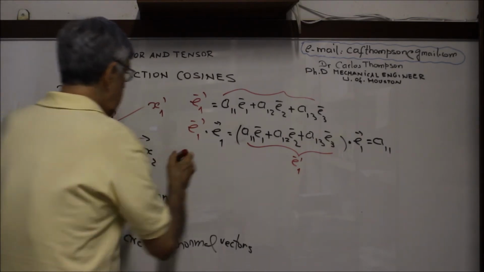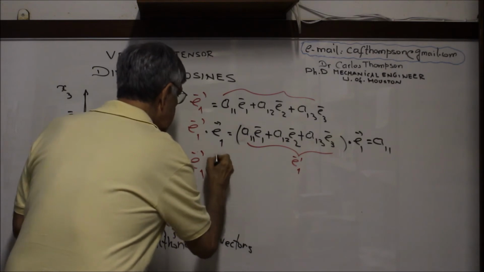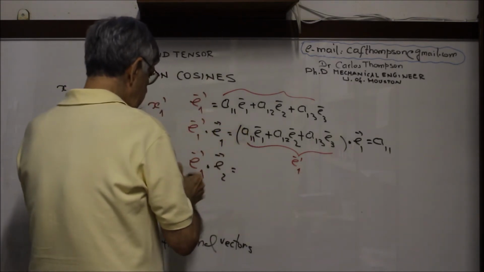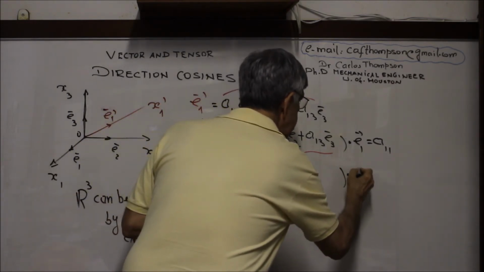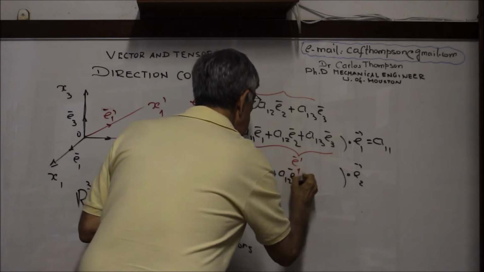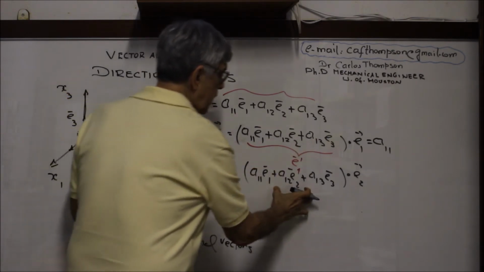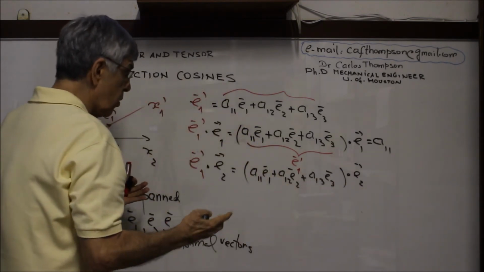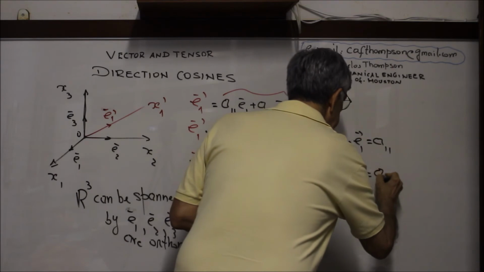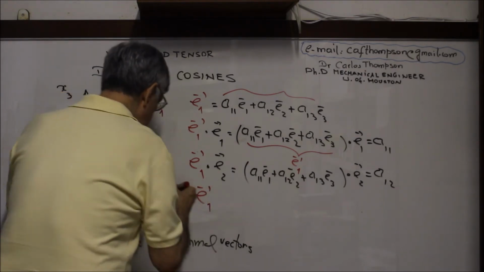Okay, we can repeat, E prime 1 dot E2. See? Now, E prime 1 dot E2 is A11 E1 plus A12 E2 plus A13 E3, dotted with E2. So this is the red one, that's the E prime 1 dot E2. E1 dot E2 is 0. E2 dot E2 is 1. And E3 dot E2 is 0. So this is equal to A12. And the last one, E prime 1 dot E3.